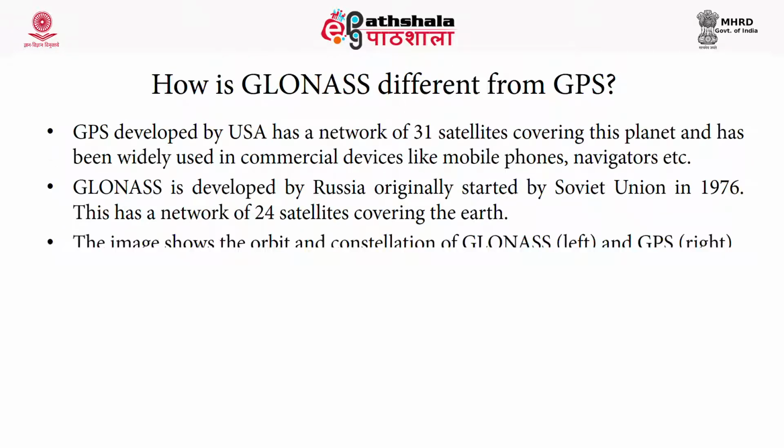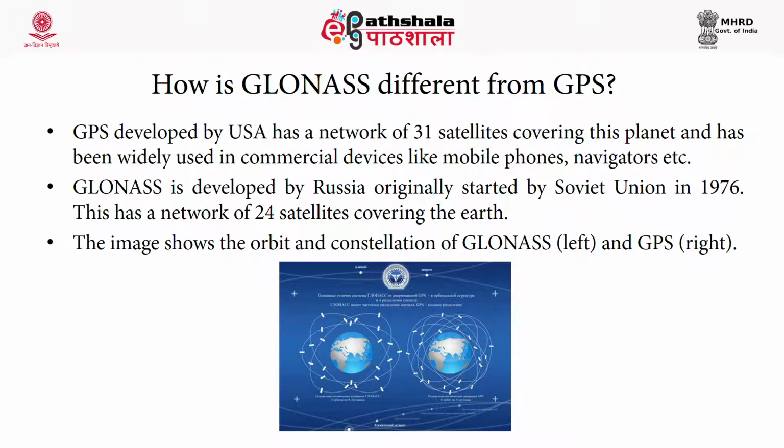GLONASS navigational satellite system has been developed by Russia, that was originally Soviet Union, in 1976. It has a network of 24 satellites that cover the earth. Currently, the US based GPS has a network of 31 satellites which cover the planet and have been used in commercial devices as well, besides its military applications. This image shows the orbit and constellation of GLONASS on the left side and GPS on the right side. Let us look at the differences between these two constellation systems.